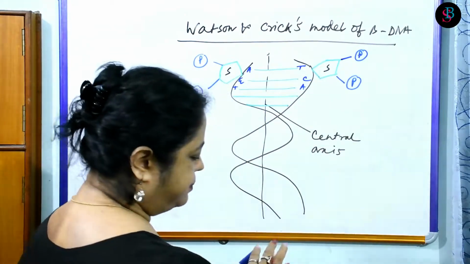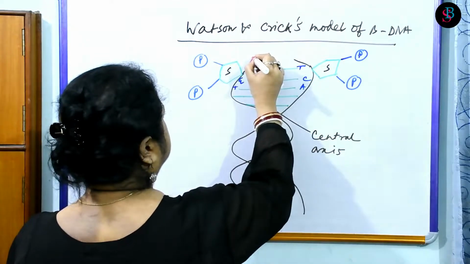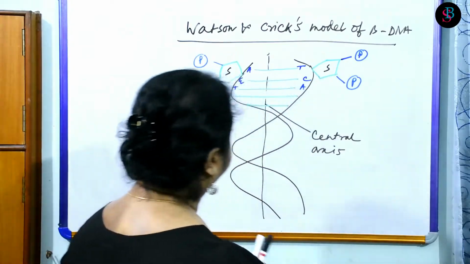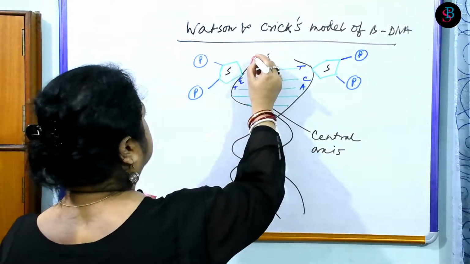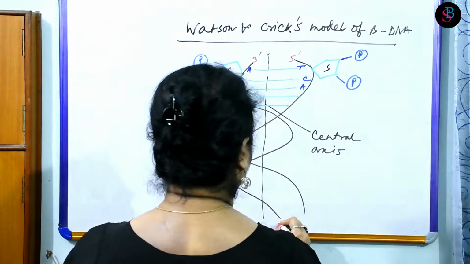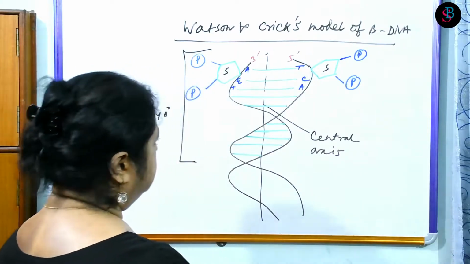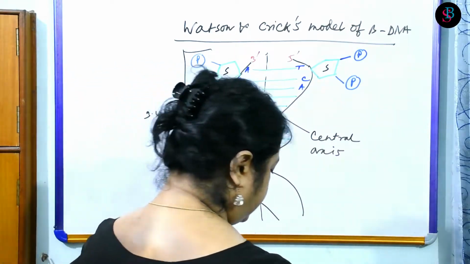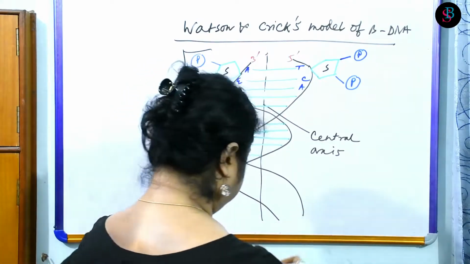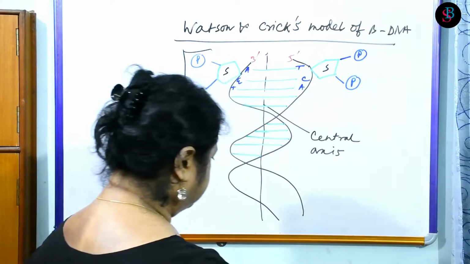And another thing is very important, that is the position of the 2 polynucleotide chains. If this is the 3' end, then the other one is 5'. So they are coiled anti-parallelly with each other. So here it will be the 3' and 5' ends, they are facing each other at the top and at the bottom also. At the top and bottom, in both places, the 3' and 5' ends are facing each other.